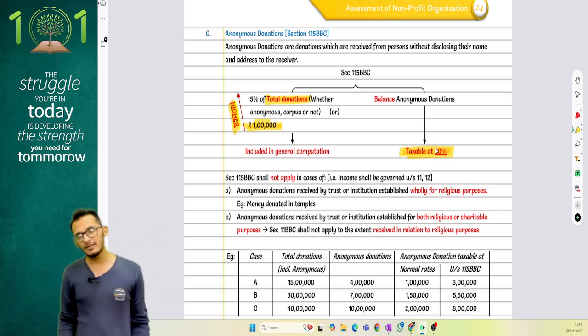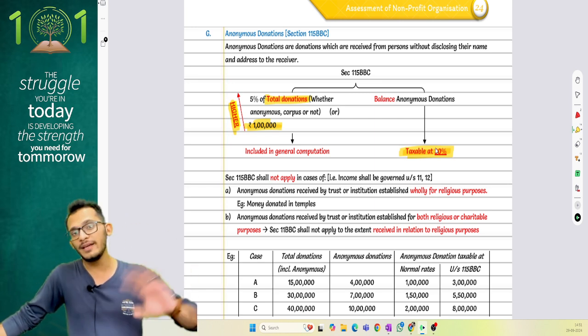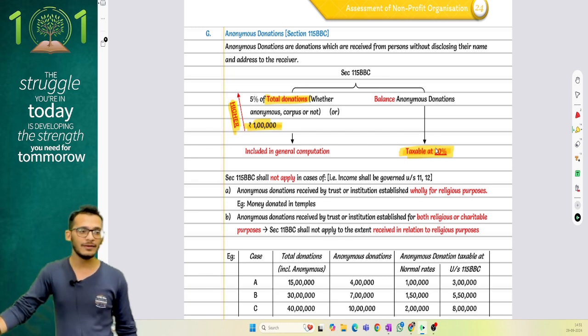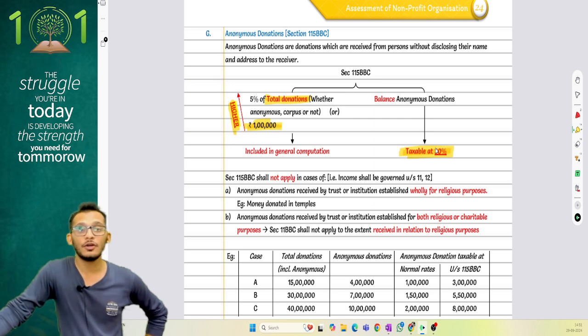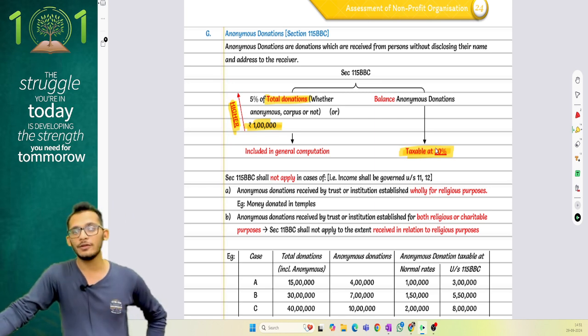Yes. So this provision is saying that when you receive any anonymous donation without having a reason for the source, meaning I don't know who's paying the money to me, 5% of the total donations or 1 lakh rupees, whichever is higher, will be treated as a normal donation, which will be added to your income statement. But any other income will be taxable at the flat rate of 30% for you.